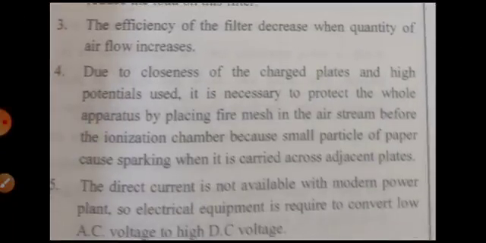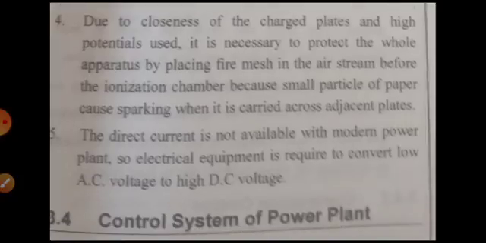Due to the closeness of the charged plates and high potential used, it is necessary to protect the whole apparatus by placing a fire mesh in the air stream before the ionization chamber, because small pieces of paper can cause sparking when carried across adjacent plates. Direct current is not available in modern power plants, so electrical equipment is required to convert low AC voltage to DC voltage.